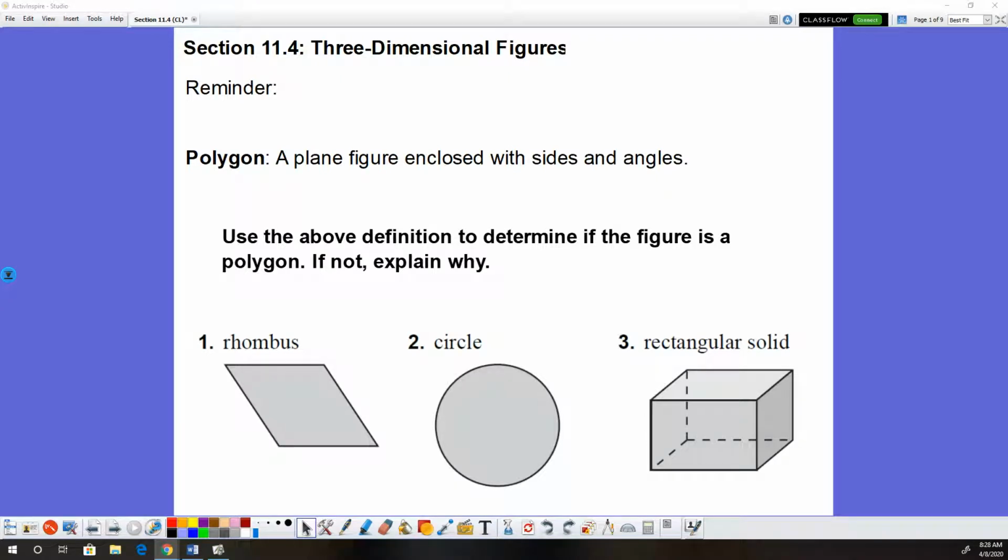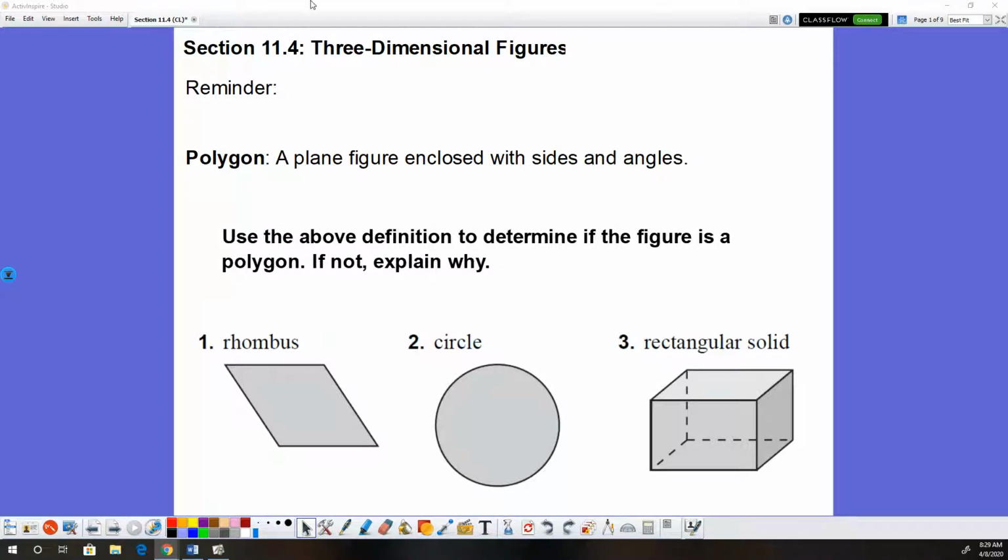Hey guys, this video is going to cover 11.4. 11.4 is pretty simple. It's mainly just vocab. Homework should take you less than 10 minutes. So with all that said, let's get started.